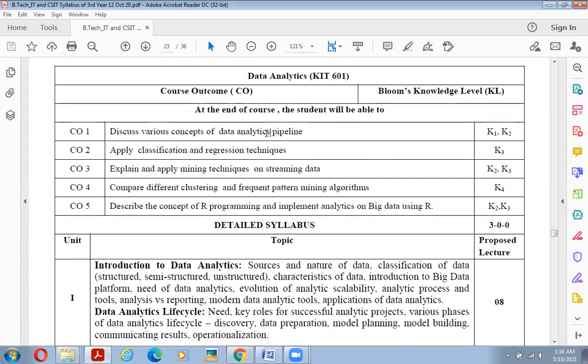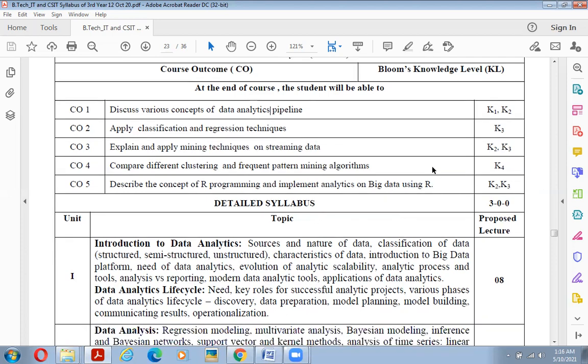So I think we should understand what the course outcome is: it is what we will understand when we finish the subject. Then we go for applying classification and regression techniques. The third course outcome is to explain and apply mining techniques on streaming data. The fourth outcome is to compare different types of clustering techniques and frequent pattern mining algorithms. And the fifth outcome is to describe the concept of R programming and the implementation of analytics on big data using R.